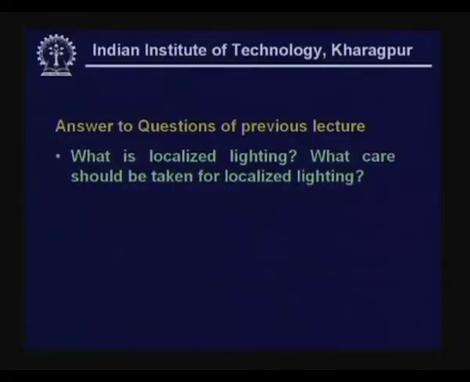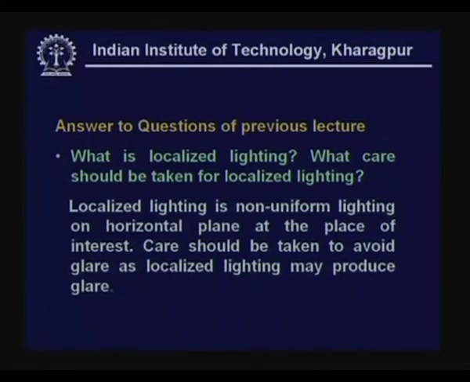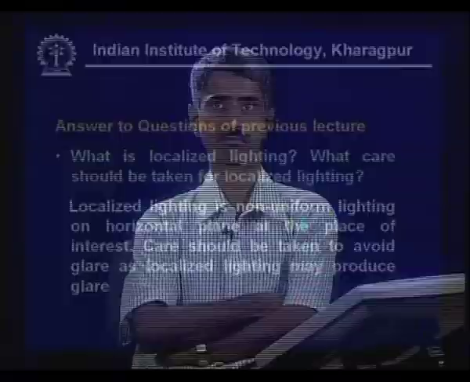What is localized lighting? What care should be taken for localized lighting? Localized lighting is non-uniform or intense lighting on a horizontal plane at the place of interest. Care should be taken to avoid glare as localized lighting may produce some glare.